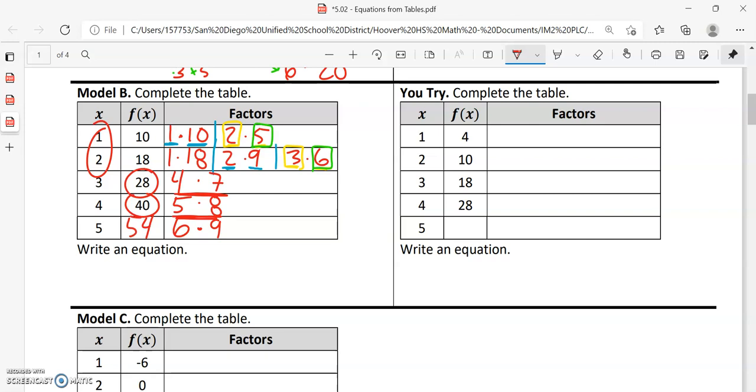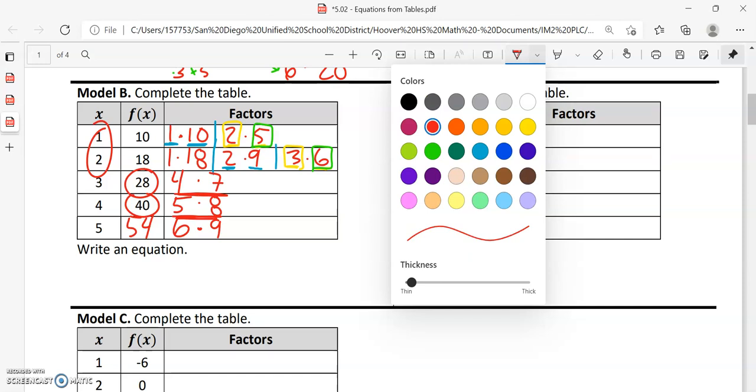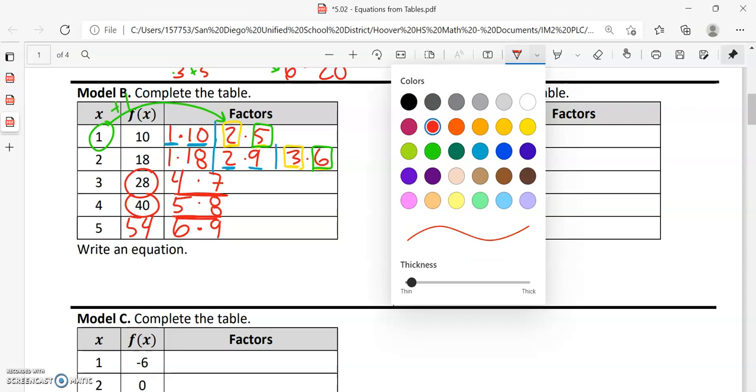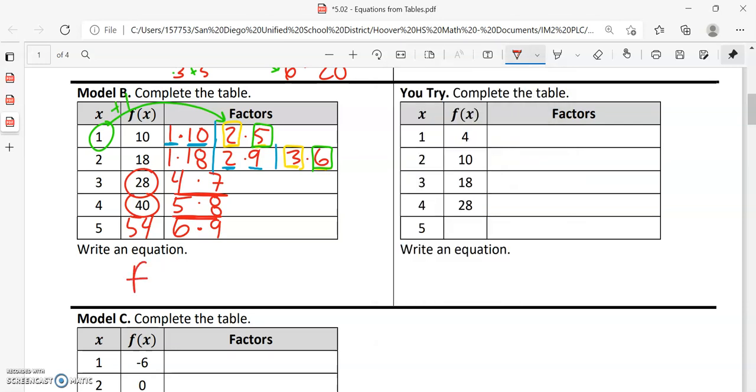So let's complete the table over here. Oh, sorry, that's what you try. Write an equation. So we need to look up at our first pattern number. Erase my red. So from 1, what do we add to 1 to get to 2? We are adding 1.